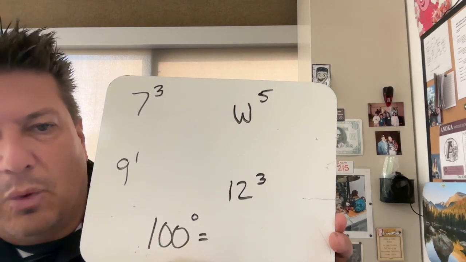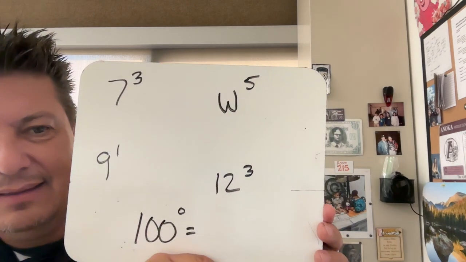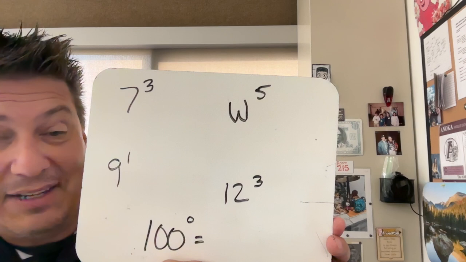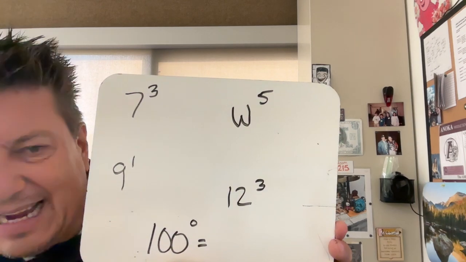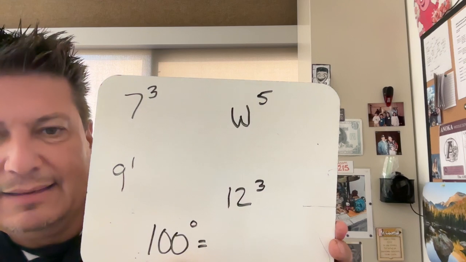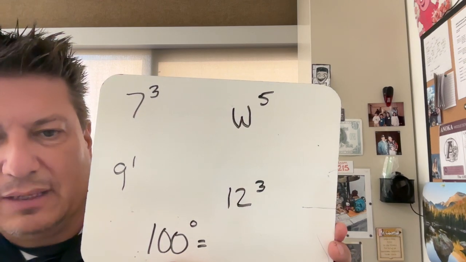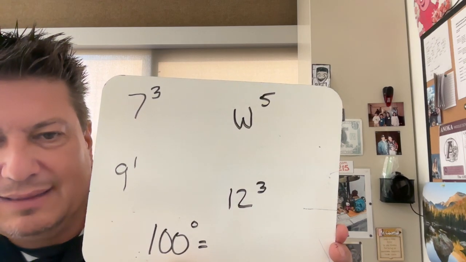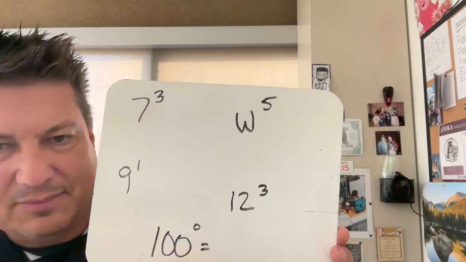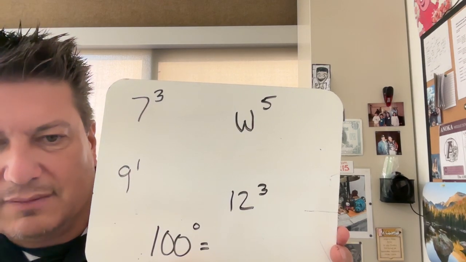9 to the power of 1. That's a tricky one. What does 9 to the power of 1 mean? Well, it just means you have 1 9. So the answer is 9. That's the standard form for 9 to the power of 1, 9. 12 to the power of 3, 3 12s. 12 times 12 times 12. The temptation is to say it's 36. That would be wrong. It's not 3 times 12. It's 12 times 12 times 12.